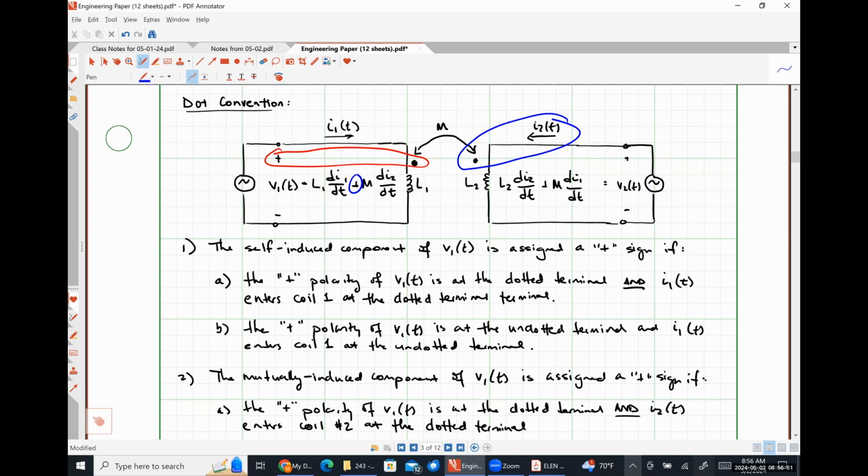So the voltage is effectively always with respect to the coil that we're interested in. And then the current is that same coil if we're doing the self-induced part and a different coil if we're doing the mutually induced part. We'll put this into practice over and over again until we get it sorted out.